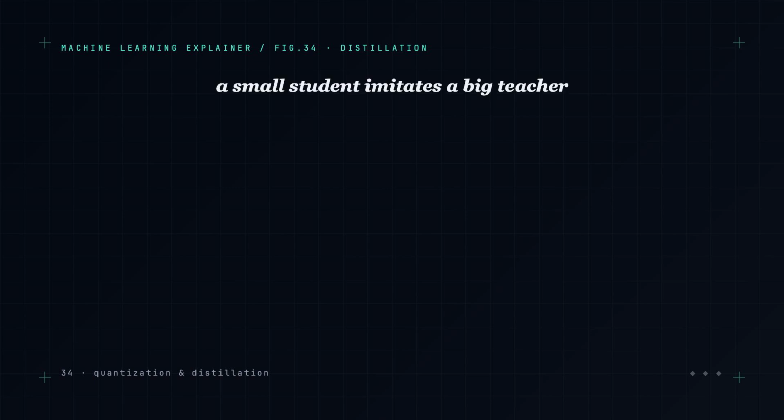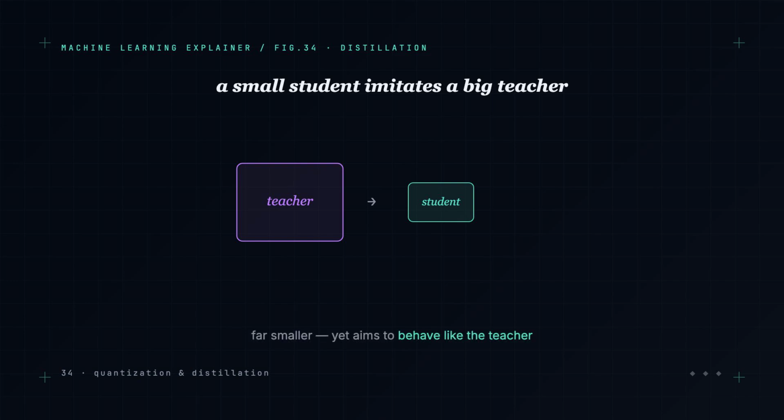Quantization shrinks each weight. Distillation takes a different angle. Train a whole new, smaller model from scratch, but instead of learning from raw data alone, it learns by imitating a big, already trained one. We call them the teacher and the student. The student is far smaller, yet aims to behave like the teacher.